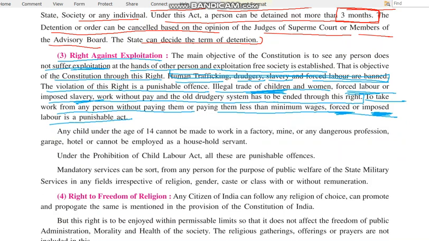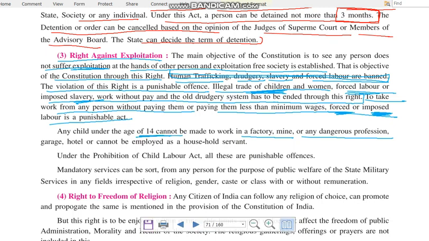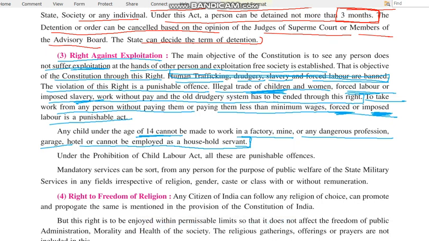Any child under the age of 14 cannot be made to work in a factory. So he cannot be made to work in a mine or any dangerous places. Any child who is below 14 is not allowed to work in any of the dangerous places. Like garages, hotels, or cannot be employed as a household servant. Also, you might have seen small young children working at tea stalls or garages and all other places, and that is illegal. That is not right.